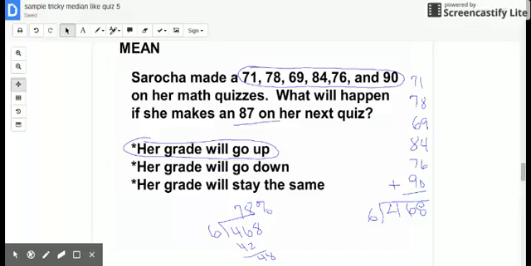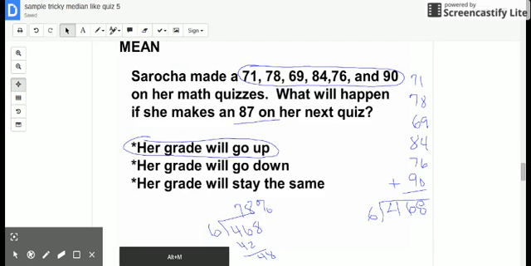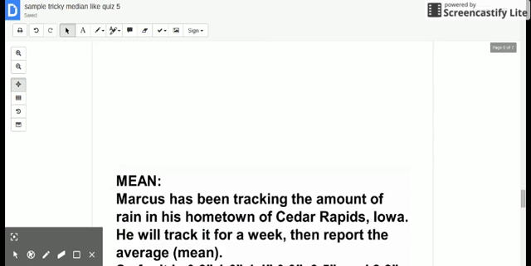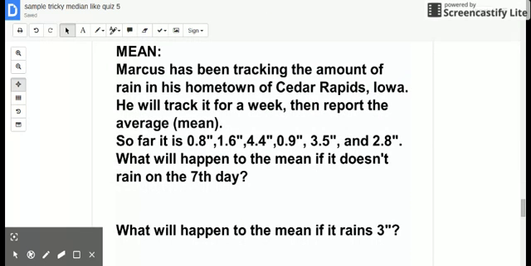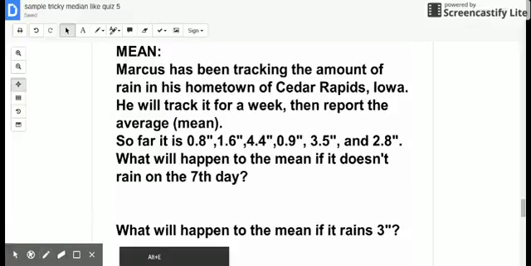You see that it's going to be very, very similar, if not the exact same thing. Here's Marcus. Marcus has been tracking the amount of rain in his hometown of Cedar Rapids, Iowa. He tracks it for a week, then reports the average mean. So far, here we go. We should start writing this data down and find the current mean.